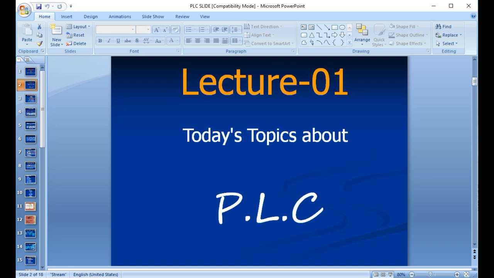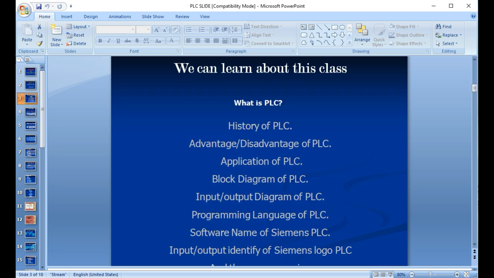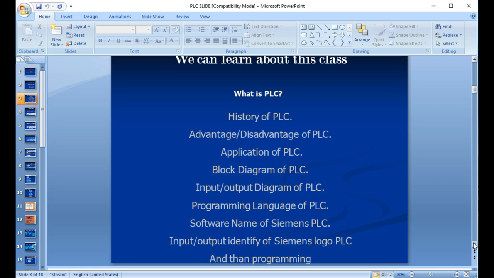Now, lecture 01. Today's topic is PLC. In this class we can learn what a PLC is, the history of PLC, advantages and disadvantages of PLC, applications of PLC, the block diagram of PLC, the input output diagram of PLC, which is important, the programming language of PLC, the software name of the Siemens PLC, input output identification of the Siemens LOGO PLC, and then programming. Here only Siemens is installed, and after that, all kinds of PLC that are available in the world right now, I will describe step by step in my next videos.